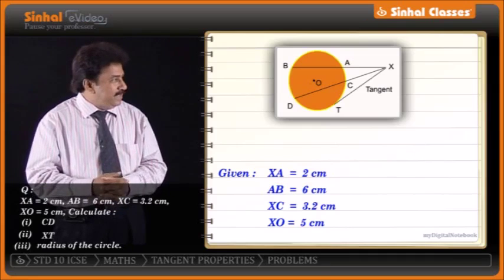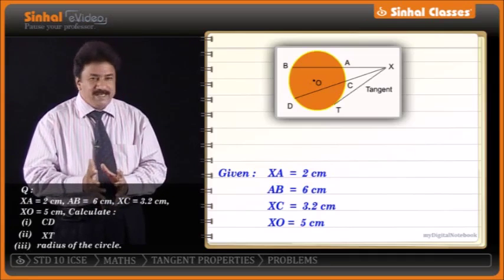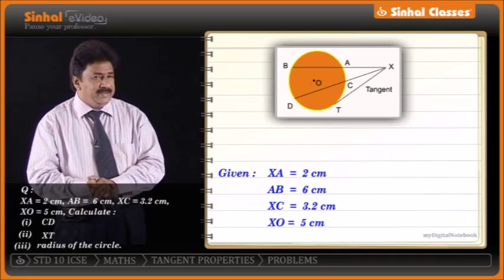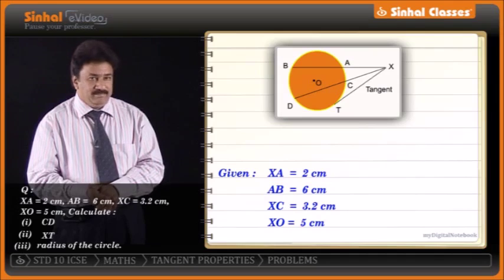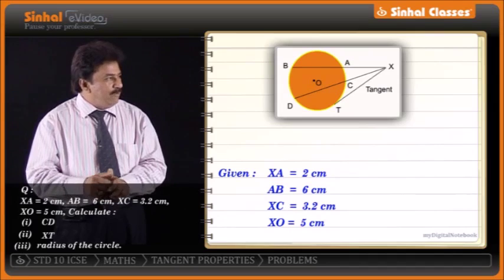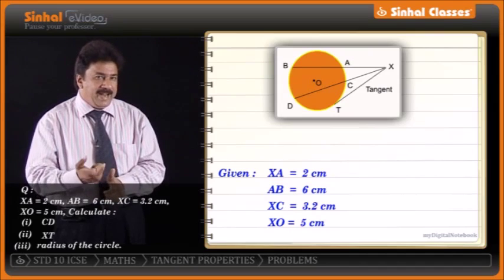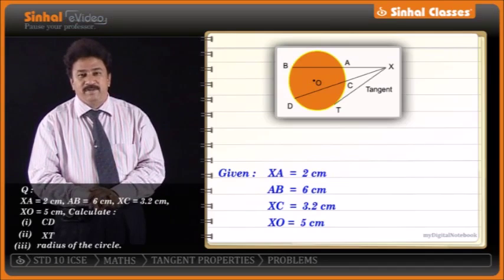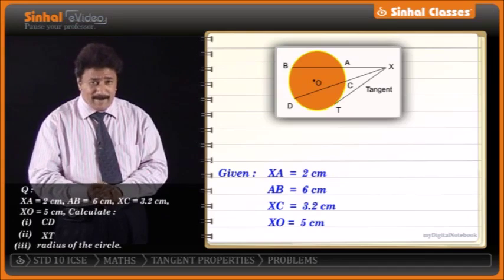What else? Calculate, that means find. Find what? CD. So the first thing is finding CD. Now see the figure very carefully. Where is CD? CD is a part of XD. Now I cannot find CD separately. What I'll do is first find XD, and with the help of XC and XD, I can find CD very easily. Yes, I hope you understood that.